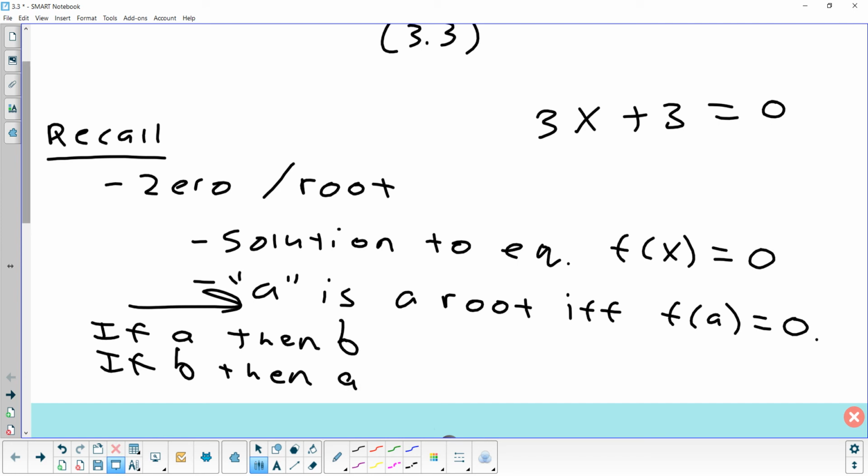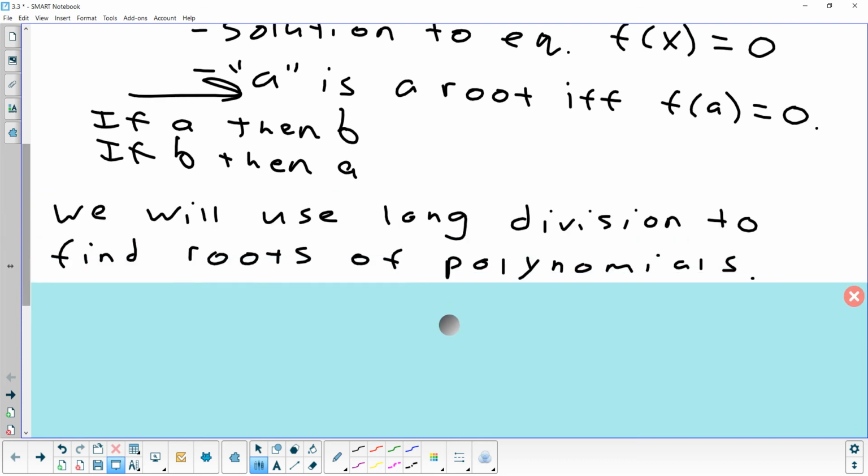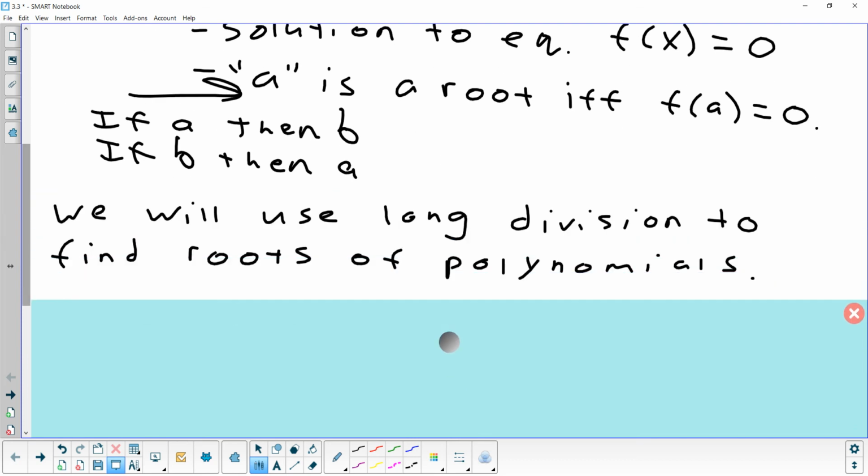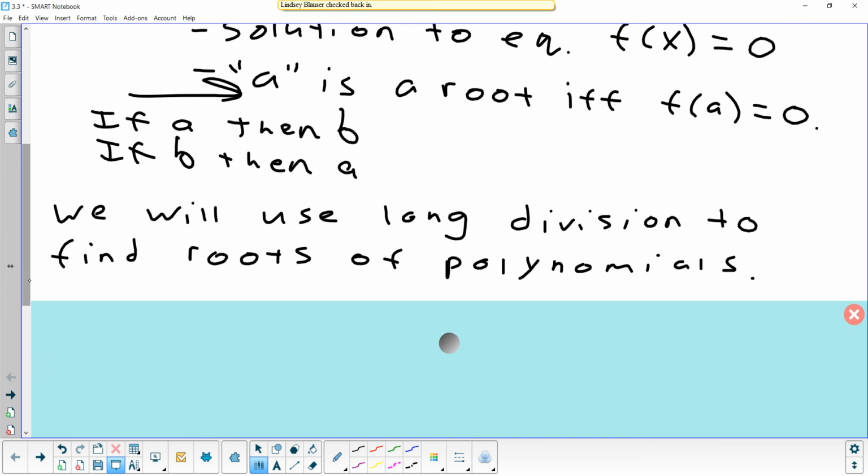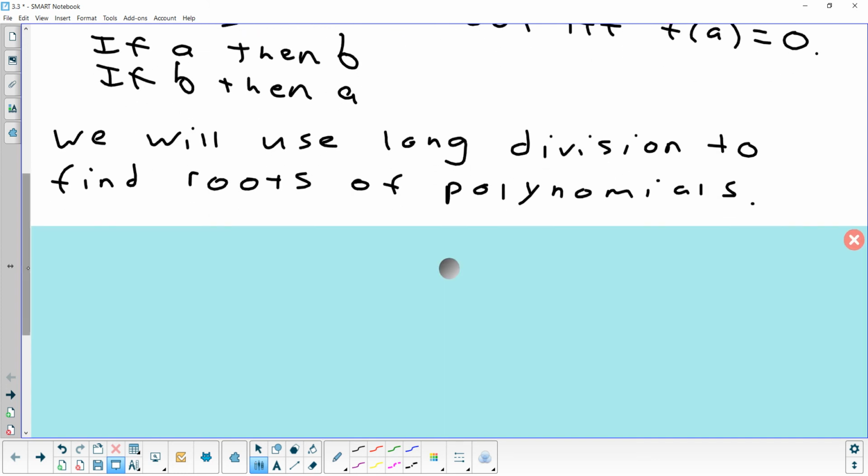Any question on the two ways I just read that? If a number is a root, you can plug it into the equation and get 0. That's the first one. If you plug a number in and get 0, then it's a root. That's the second. And they're both true. This is just a shorter way of writing everything I just said. So we're going to use long division to help us find roots of polynomials. And let's just start with an example with numbers, and then I'll explain how it applies to polynomials.